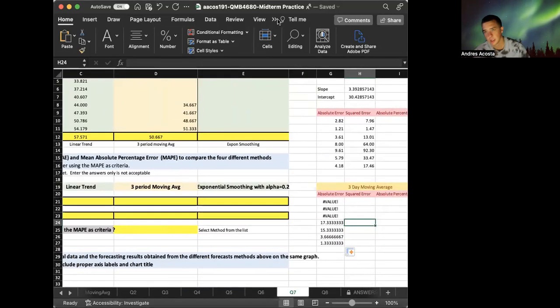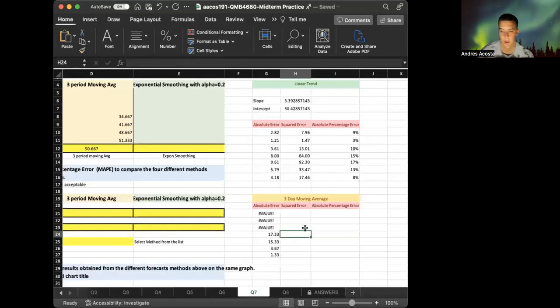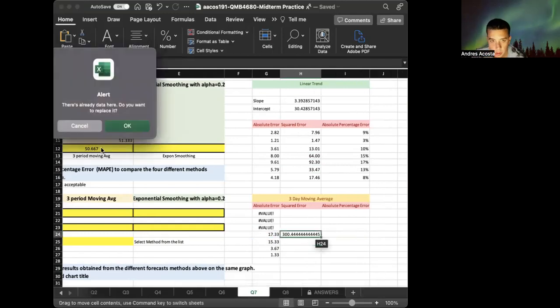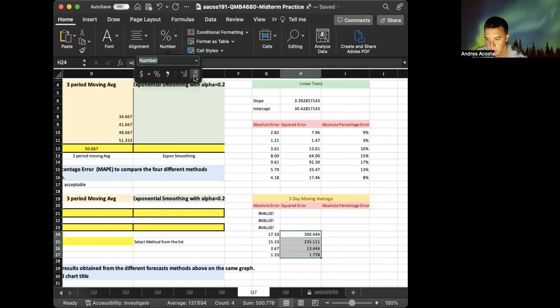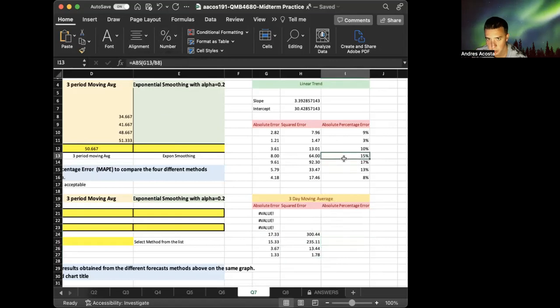So yes, and now we do the same that we did here for the squared error. We just basically grab this and square it, and we bring it down, enter. So we could bring it to the hundreds. Let's see, we don't need all those decimals, and perfect.